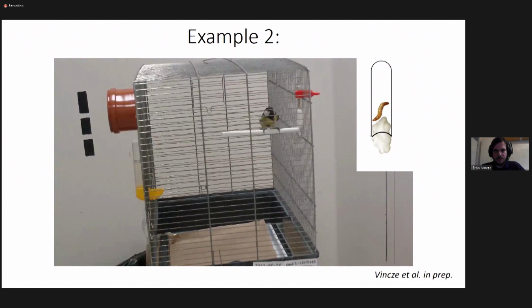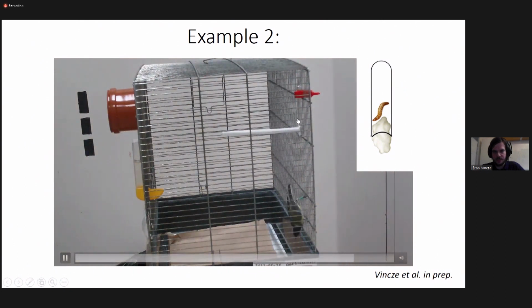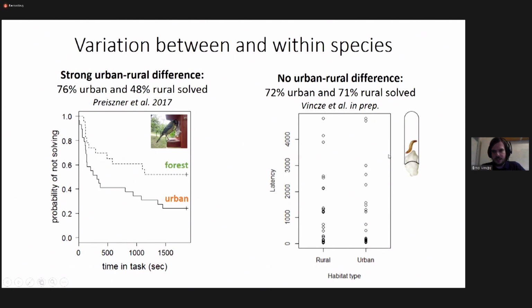In this other study, which I did in Sweden, also on great tits, the task was to open this tube that is covered by a cotton ball. It's plugged, and by pulling out the plug, the bird can access the food inside. And in this one, we found no significant difference between urban and rural birds. The proportion of successful solving and also the solving latencies were very similar between the birds from the two habitat types.